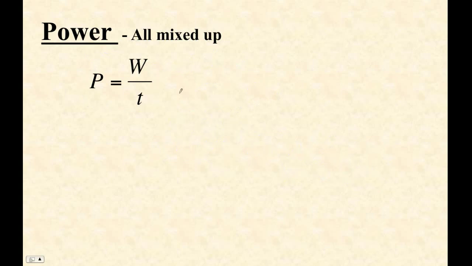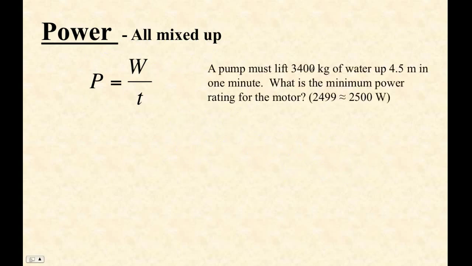Okay, so let's look at the first one here. You're an engineer designing a pump. It's got to pump out 3,400 kilograms, or 3,400 liters, of water 4.5 meters out of a basement. And the minimum power rating, of course, the motor is not 100% efficient, so it would have to be more powerful than that. How would we figure that out? Well, I think the work in this case is going to be the mgh. We're lifting a mass some height.